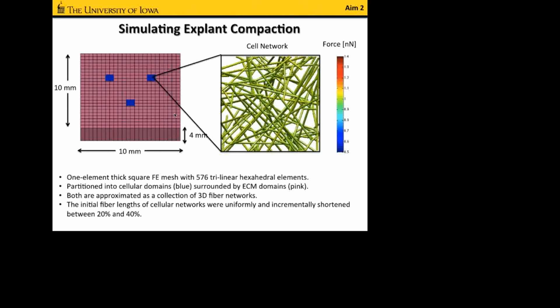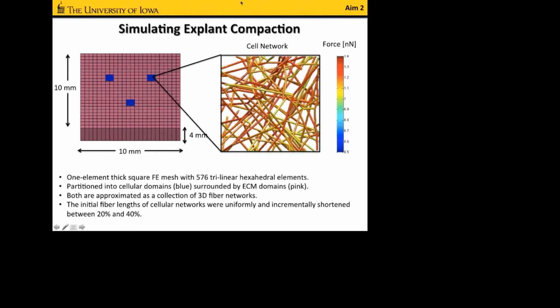And here you can see just what those fibers in the cellular network are doing under those rules. The fibers were shrinking the reference length. They're connected to each other, so there's force equilibrium, they end up generating tension in the surrounding fiber networks.